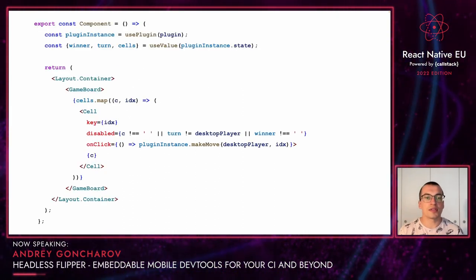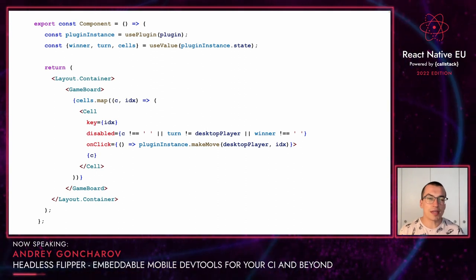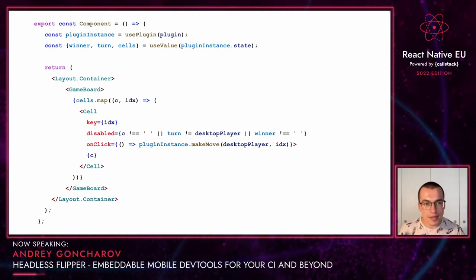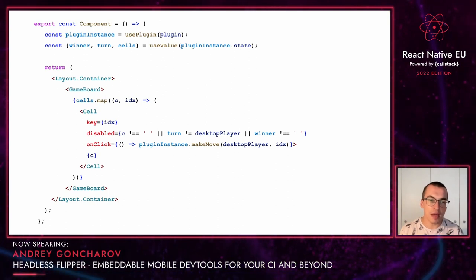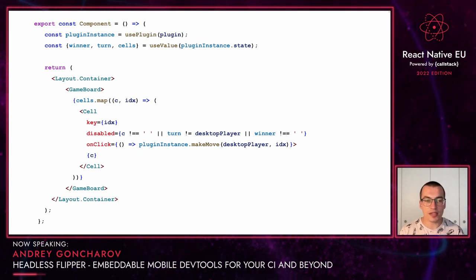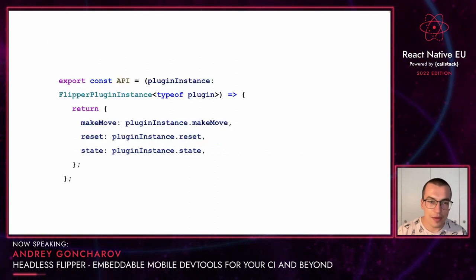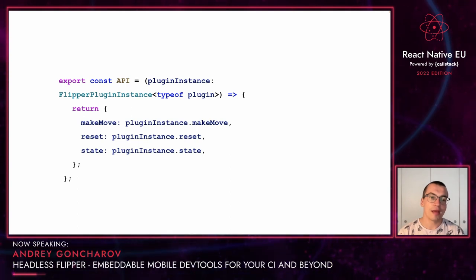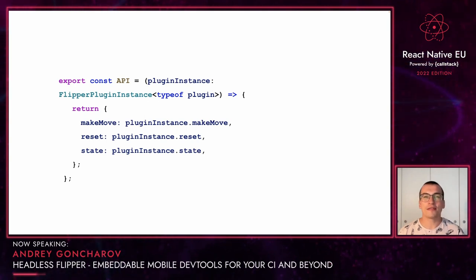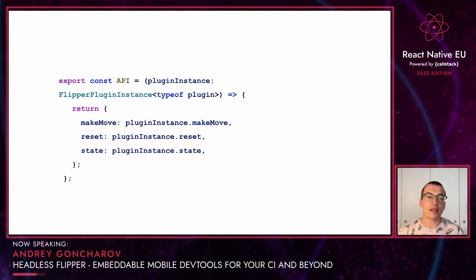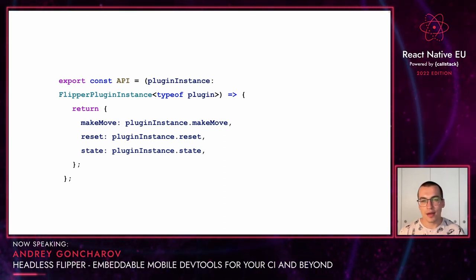The view part is pretty straightforward. We just import this API using the use plugin hook, and then we just iterate over the existing cells to create this two-dimensional grid to display our buttons to click. And the new part here is this API function, which whitelists the API calls that we are allowed to use in headless context.